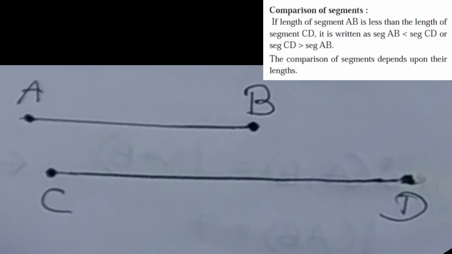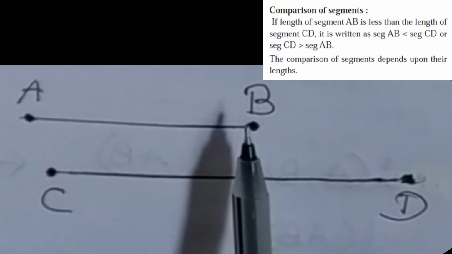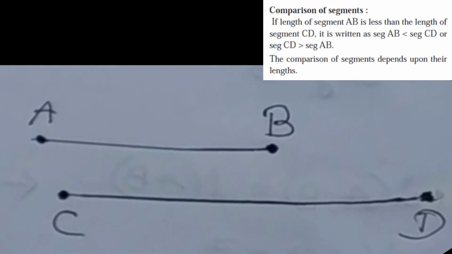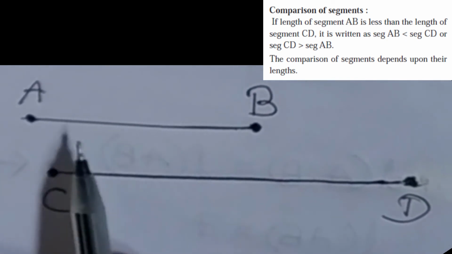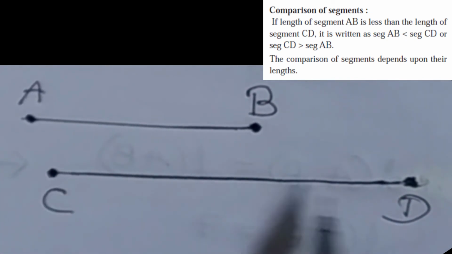Okay, here segment AB is less than segment CD. So we write it as segment AB, less than symbol, segment CD. That is, the length of segment AB is less than the length of segment CD. Then what we say? Segment AB is less than segment CD.